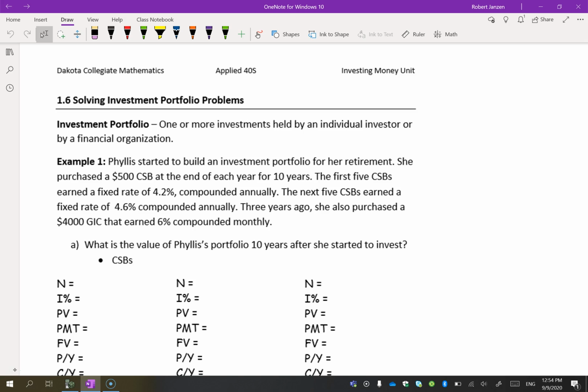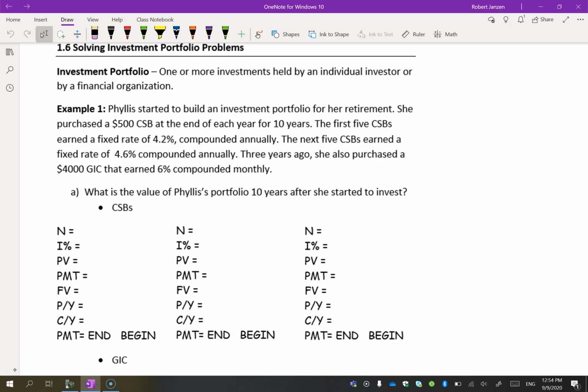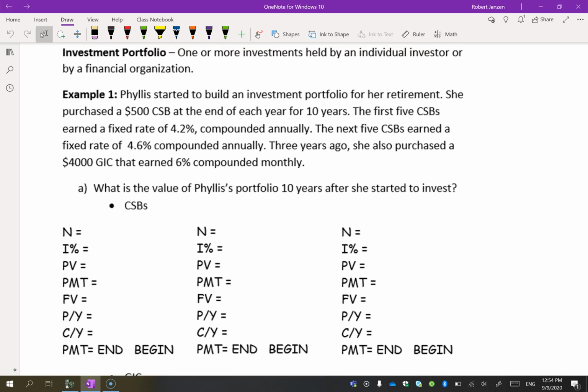Okay, so let's look at the first one. It's actually a pretty tricky question. It says Phyllis started to build an investment portfolio for her retirement. So this means more than one thing going on. First of all, she purchased a $500 Canada savings bond at the end of each year for 10 years. So she's done this for 10 years. The first 5 Canada savings bonds earned a fixed rate of 4.2% compounded annually. The next 5, so they're being in 2 groups here, earned a fixed rate of 4.6% compounded annually.